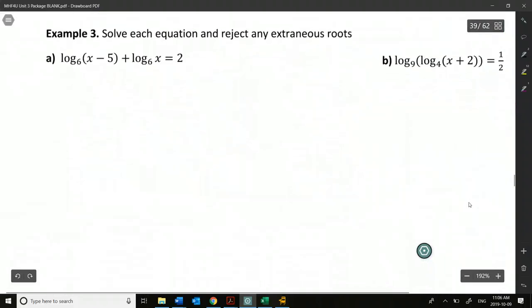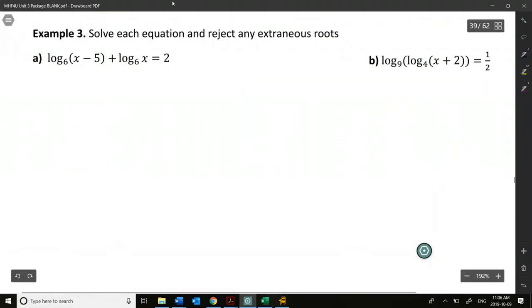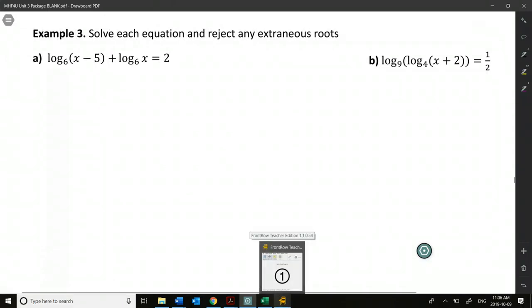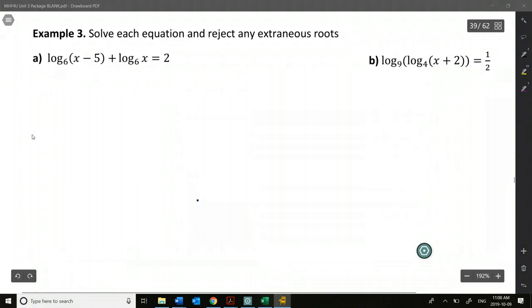Okay, so I'm going to give you guys a couple seconds. I want you to try 3a on your own here. See what you can solve for. Check for extraneous roots. Okay, I'm going to start putting up my solution. You guys can keep going if you're still working on this.